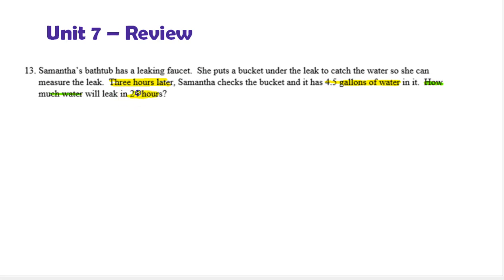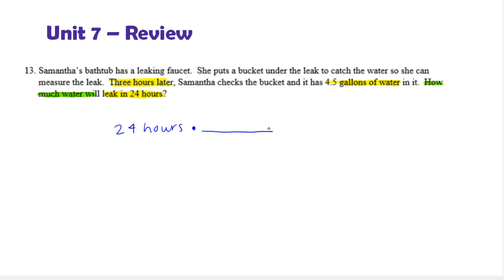I kind of snuck some given information here. We want to find how much water will leak in 24 hours. So this is actually part of our given. So let's start with this last part of our given, the 24 hours. We want to find the corresponding amount of water for this. I'm going to put multiplication. I'm going to set up my rate.